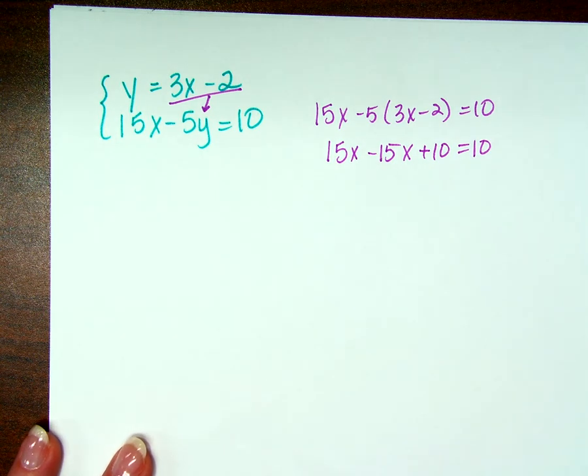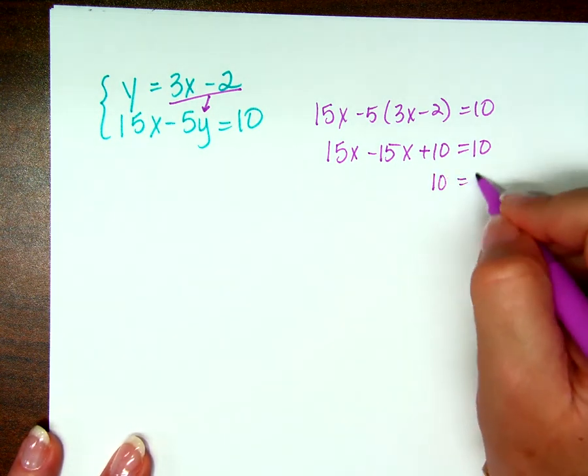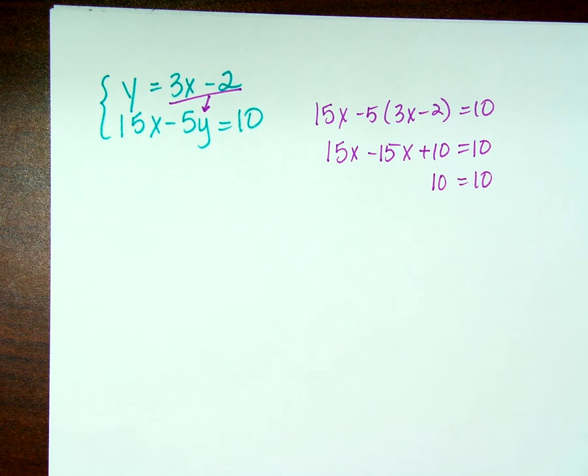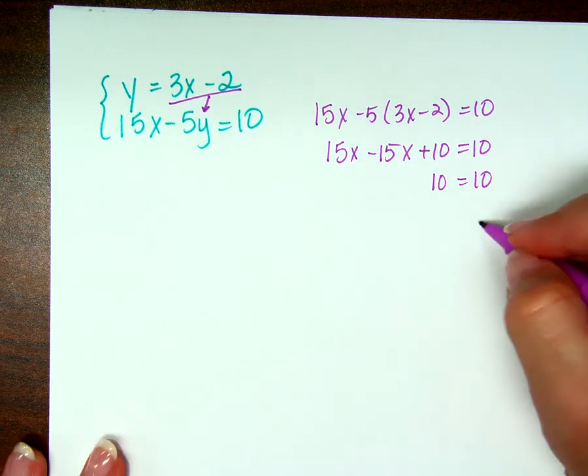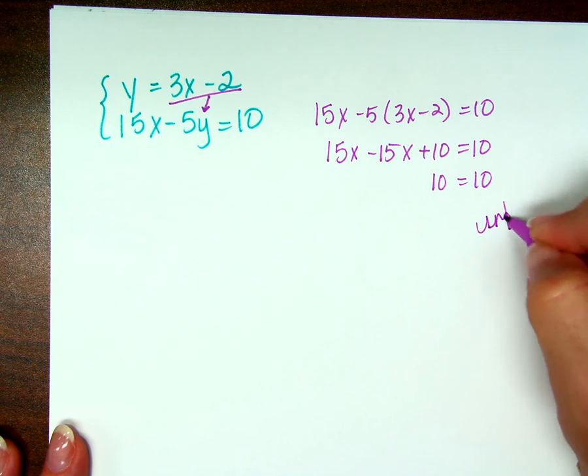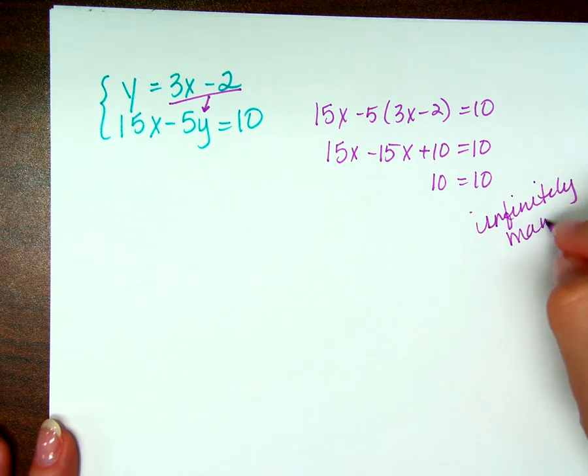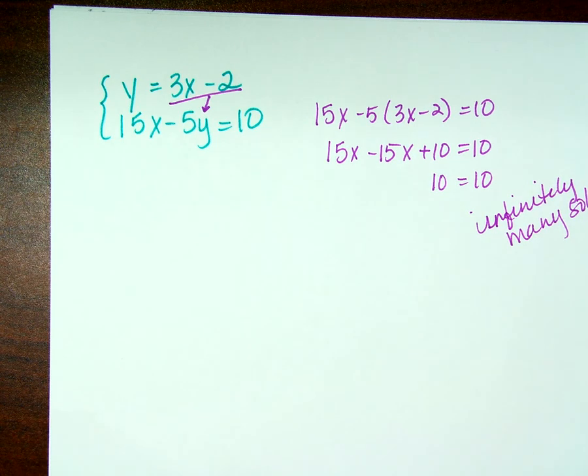10 equals 10. Does 10 equal 10? So what do I do? Did I do something wrong? I did not. It is infinitely many solutions. How would I know the difference between infinitely many and none?